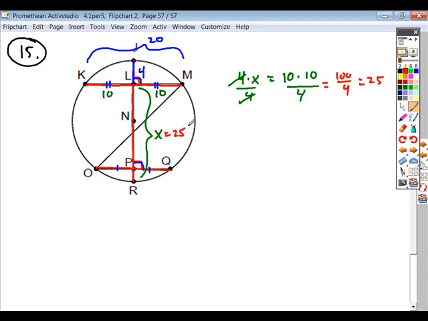However, if you try to enter 25 as your answer, it's going to be wrong. And the reason for that is... nope, that one will be right. It asks you specifically to find LR. So your length LR is 25.